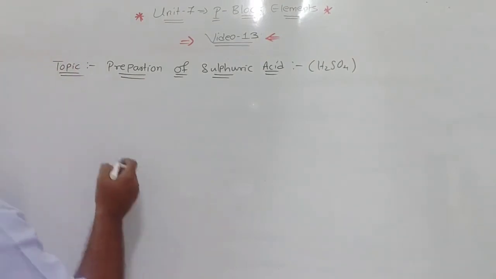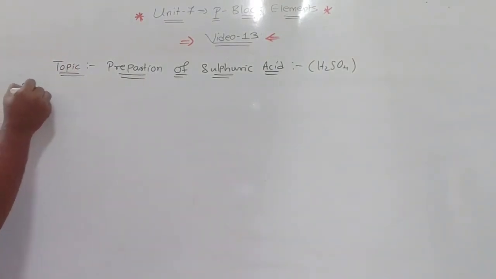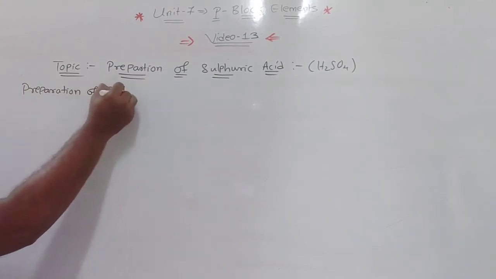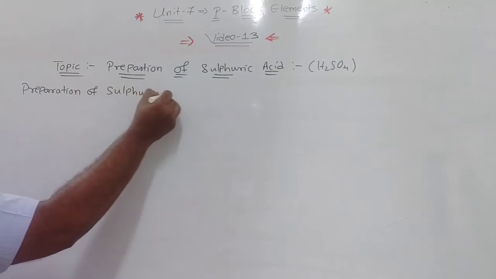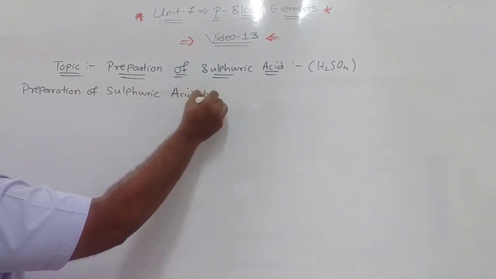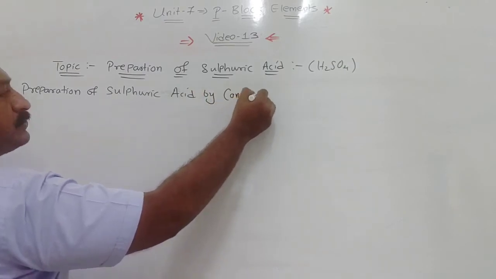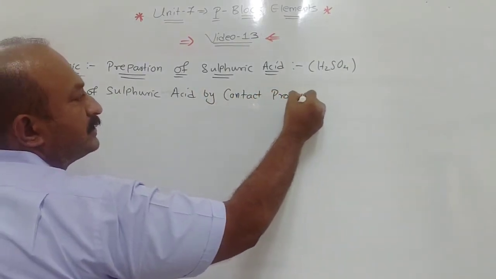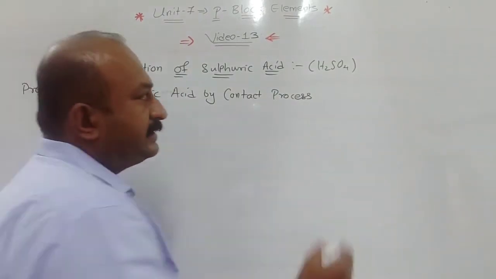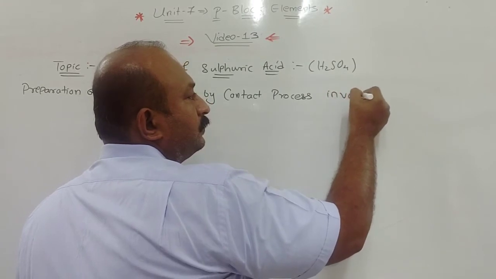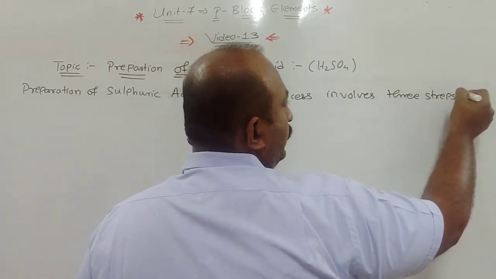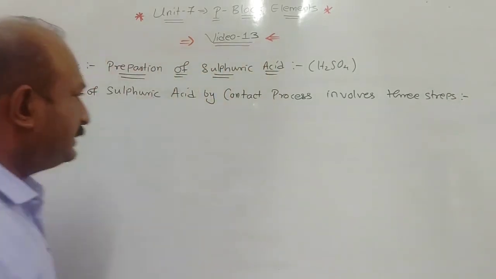Now, preparation of sulfuric acid by contact process involves 3 steps. Okay.